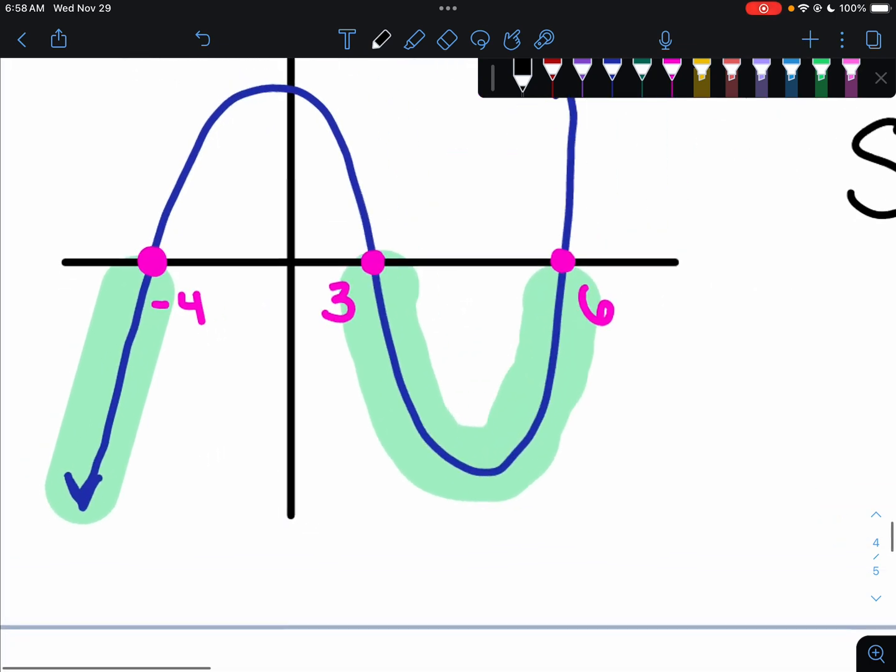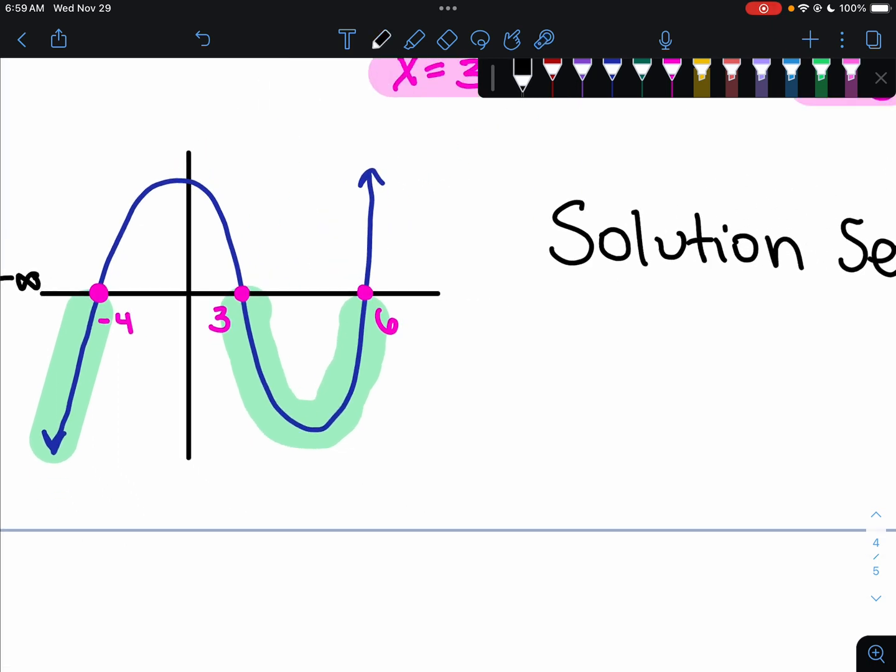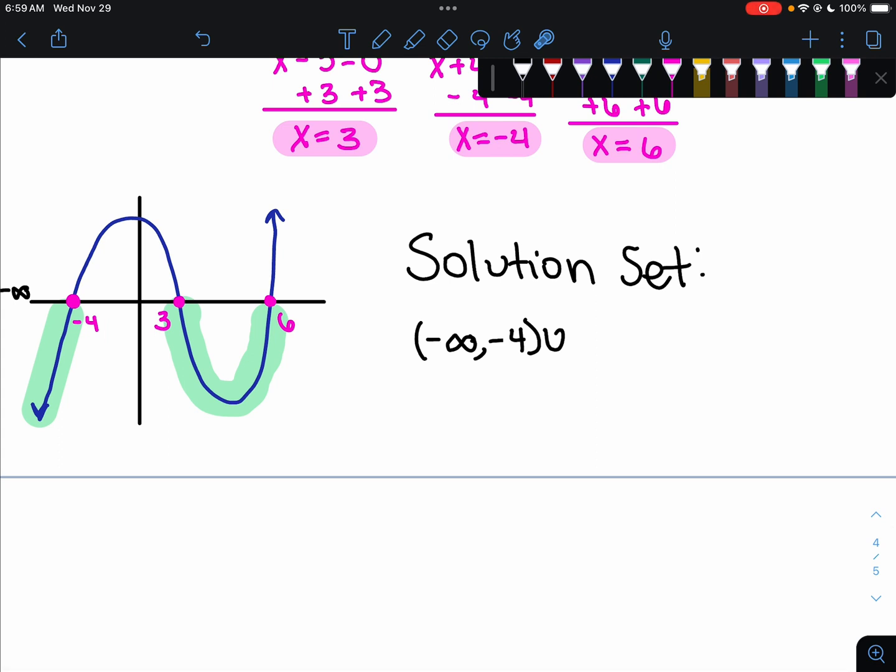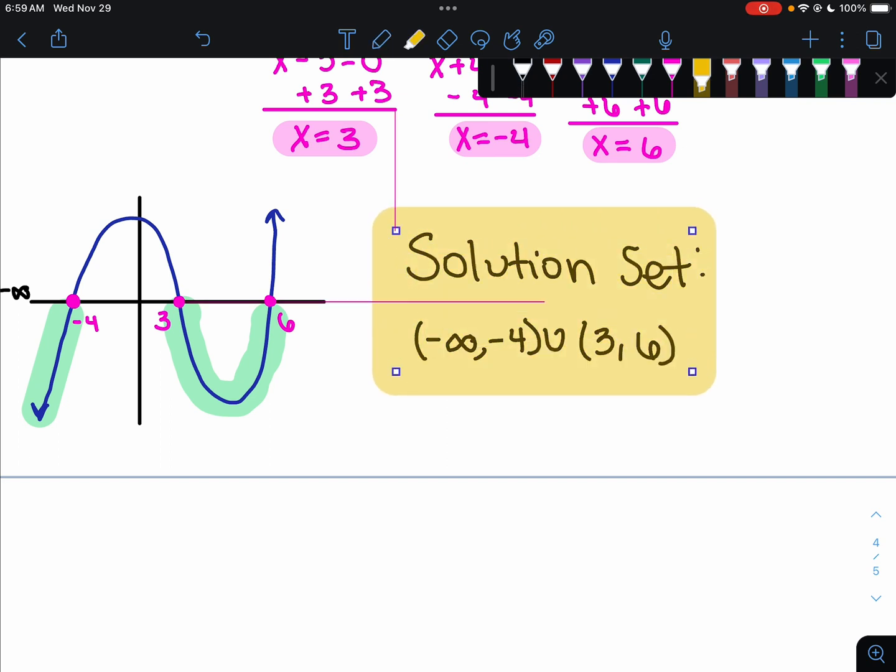So if I'm going from the left to the right, I would start at negative infinity, and I would travel along until I get to negative 4, and then that's when it stops being below the x-axis. So my first interval is negative infinity to negative 4. Then the next piece would be from 3, the x value of 3, and it goes along until it gets to 6, and then it goes back above. So our last interval is going to be 3 to 6. And that's all you would have to be able to write. So this time you're not going to have to graph it on a number line.